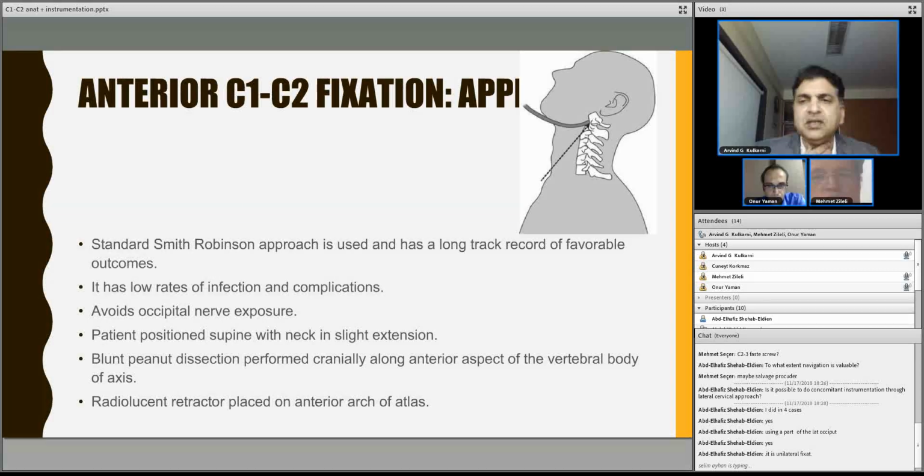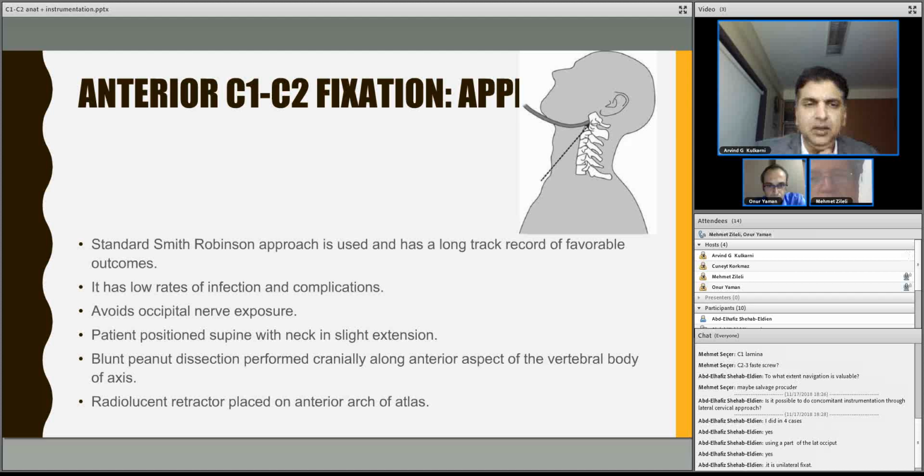So that is why some surgeons have come out with the anterior approach. The advantages are that we are familiar with the anterior approach, and C1, C2 gets reduced in extension. So when the patient is positioned, the C1, C2 is already reduced. Because anterior approaches are associated with low rates of infection, the infection rate through this approach is less. These are all the advantages of a C1, C2 anterior approach as advocated by its proponents.